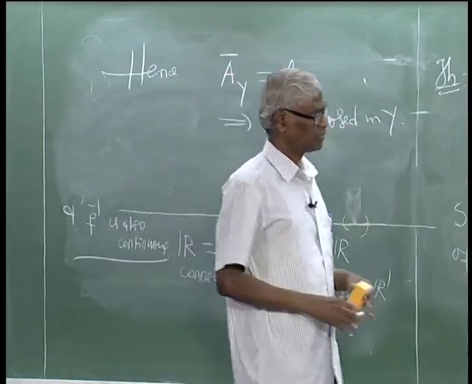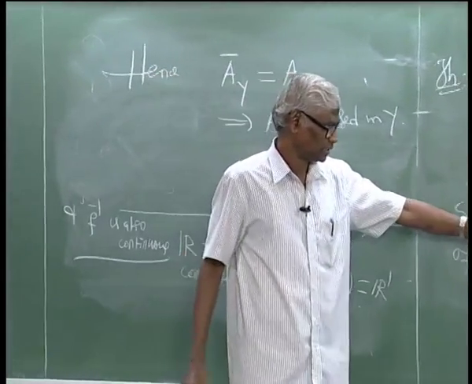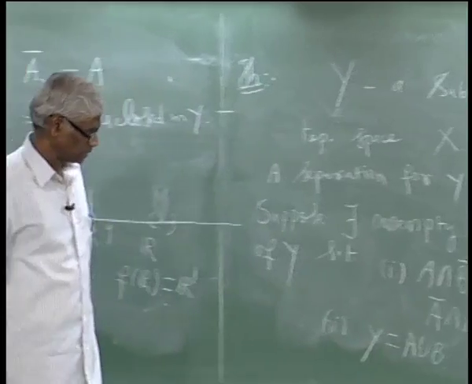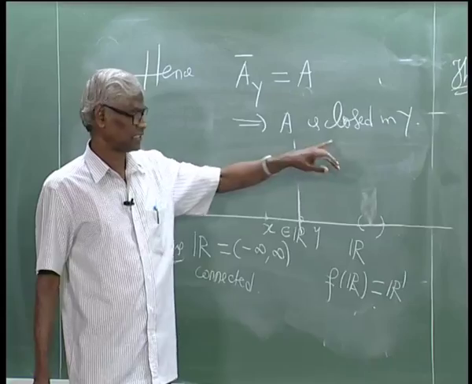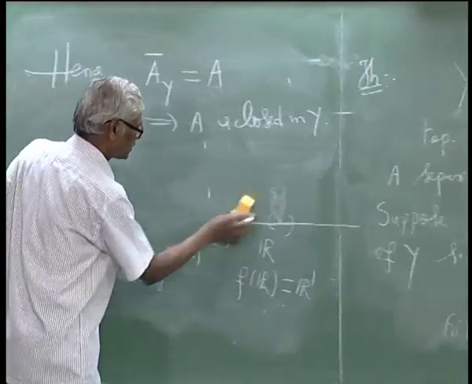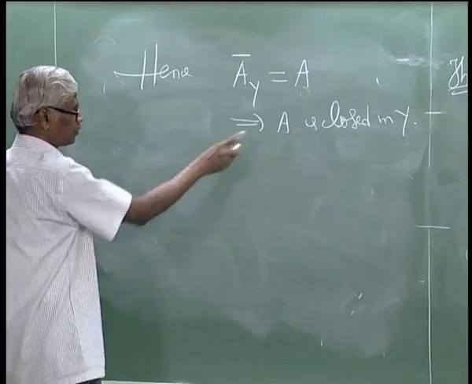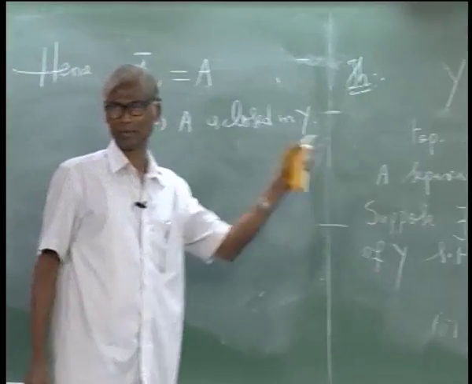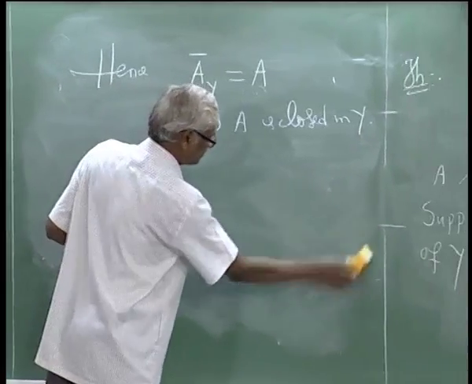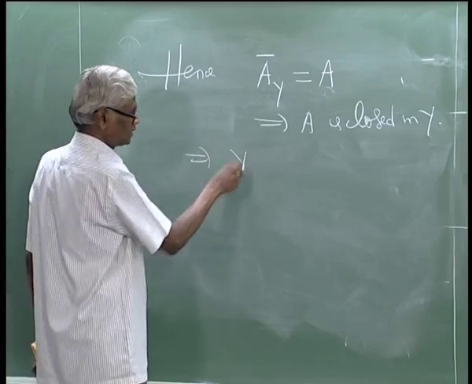Similarly we can prove that the set B is closed, and hence if Y has a separation in this sense, then we have a separation for Y in the usual sense, that means using our definitions, this A is a closed set in Y, B is a closed set in Y, B equal to A complement. So we have a subset which is both open and closed, non-empty, not equal to Y, and that will imply it is disconnected. So this will imply Y is disconnected.